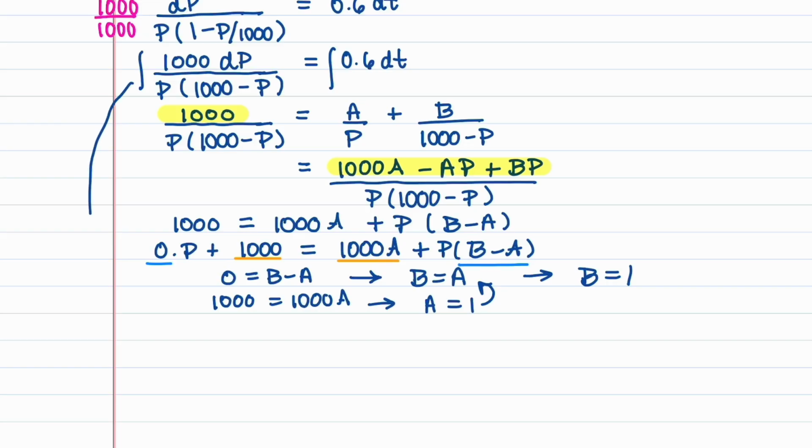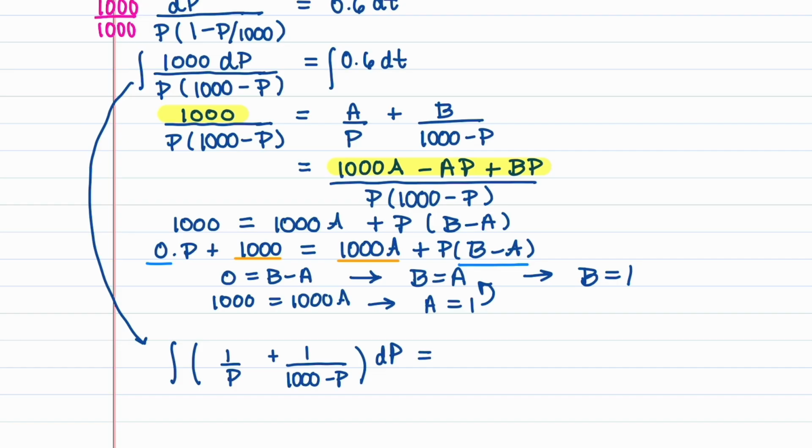Now we can rewrite this integral into these two pieces. Our first piece is a divided by p, so that is 1 over p. And then our second piece is b, which is 1, all divided by 1,000 minus p.